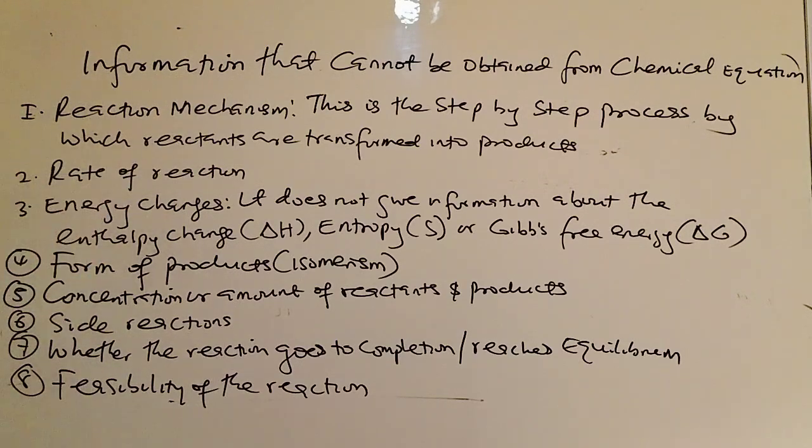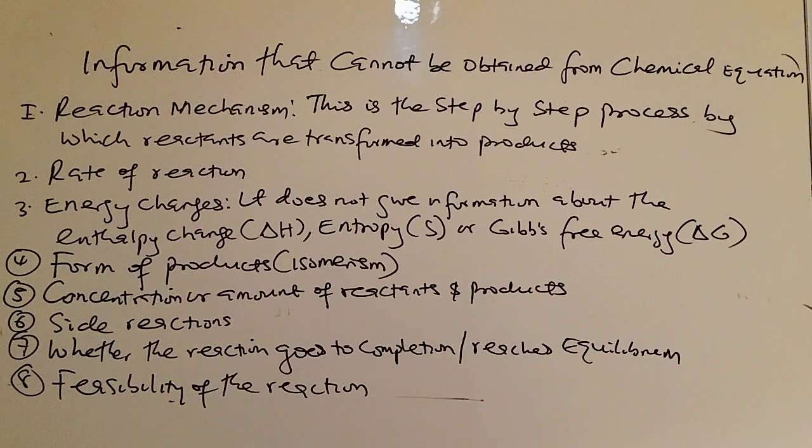Number 2 is rate of reaction. A balanced equation does not provide information about the rate of reaction or the speed at which a reaction takes place. So a balanced equation does not tell us the rate at which the reactants are consumed, or the rate at which the products are formed. No. Number 3, energy changes.